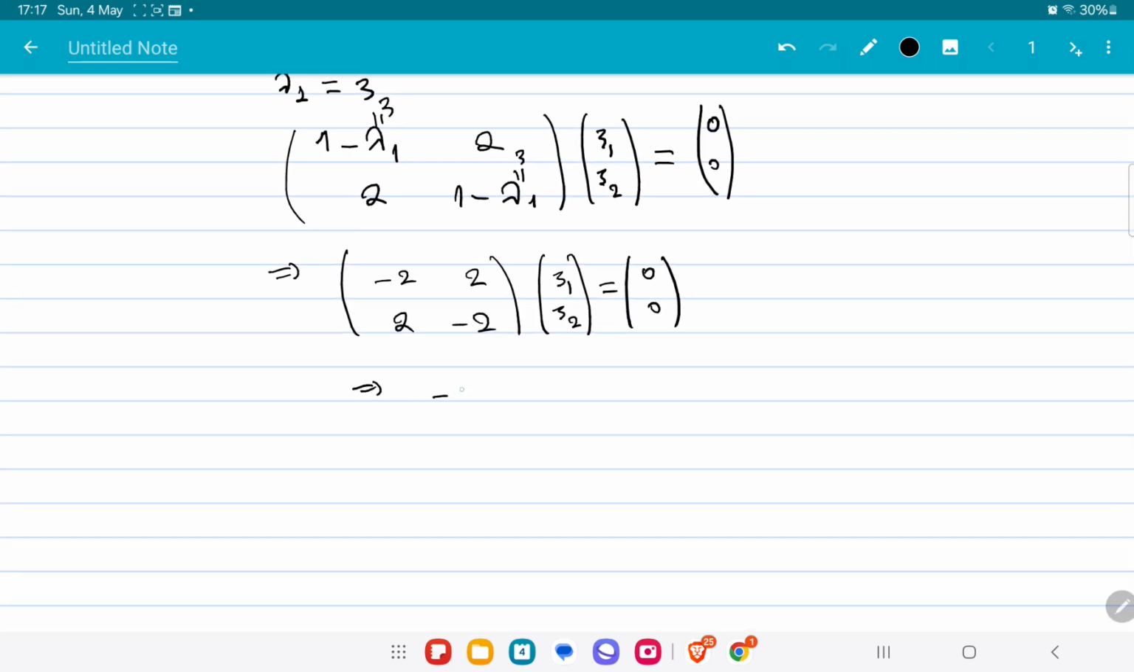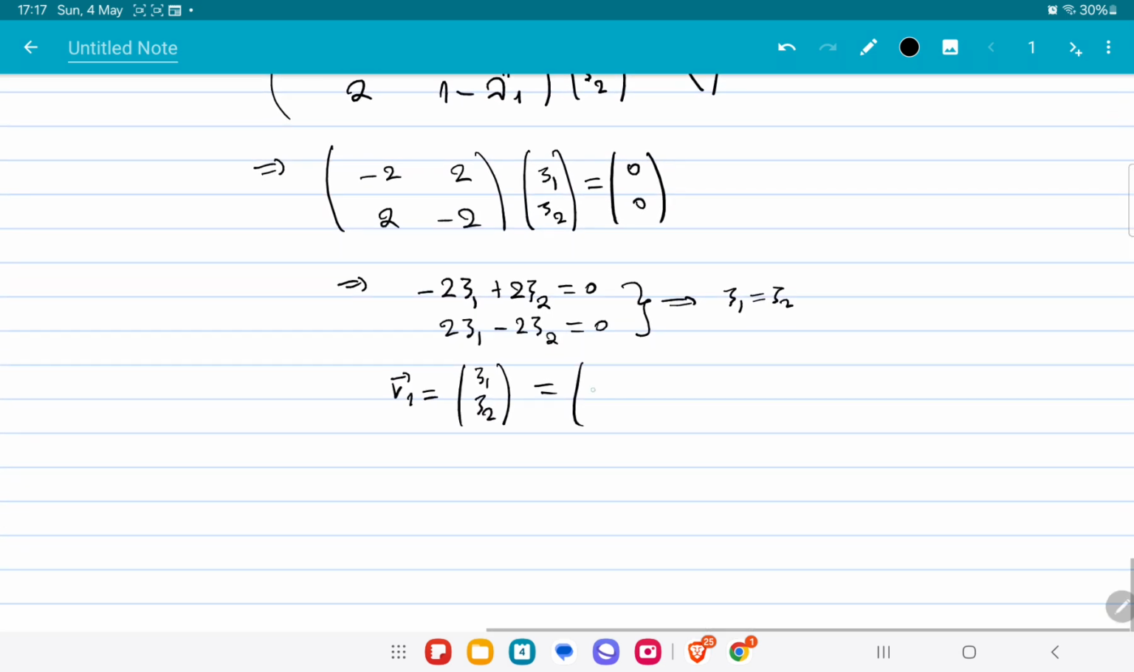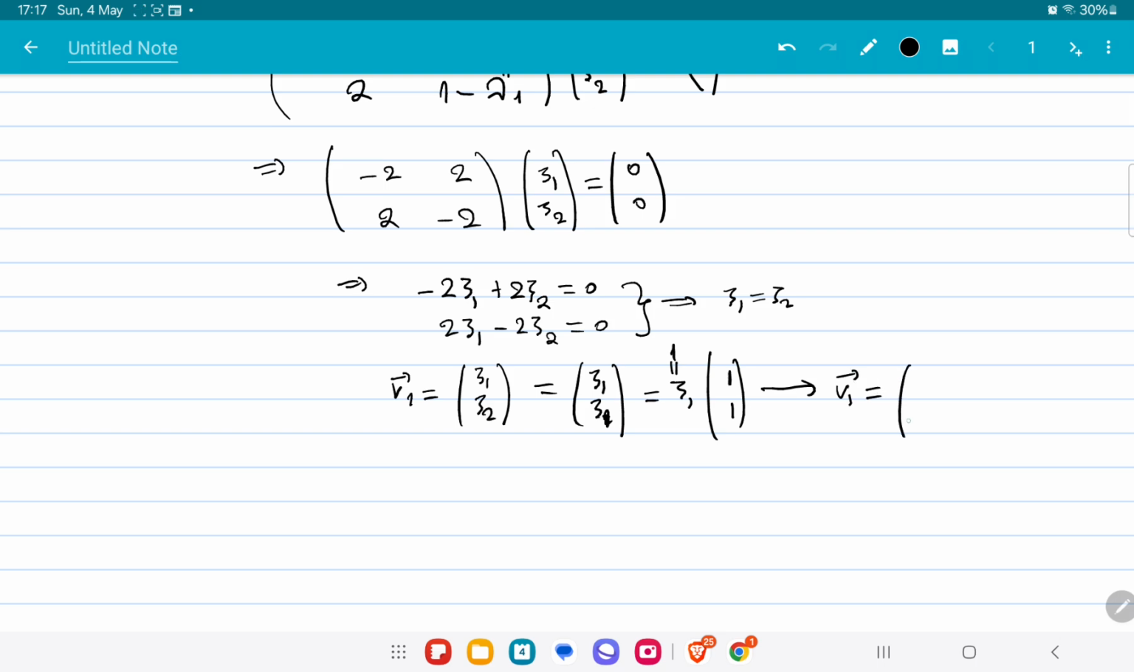From here I can write minus 2 psi 1 plus 2 psi 2 equals 0, and 2 psi 1 minus 2 psi 2 equals 0, and from here I obtain that psi 1 is equal to psi 2. So my eigenvector v1 is psi 1, psi 2. This can be written as psi 1, psi 1, and I can pull psi 1 outside, and I have 1, 1. So for psi 1 equals 1, my eigenvector is 1, 1.